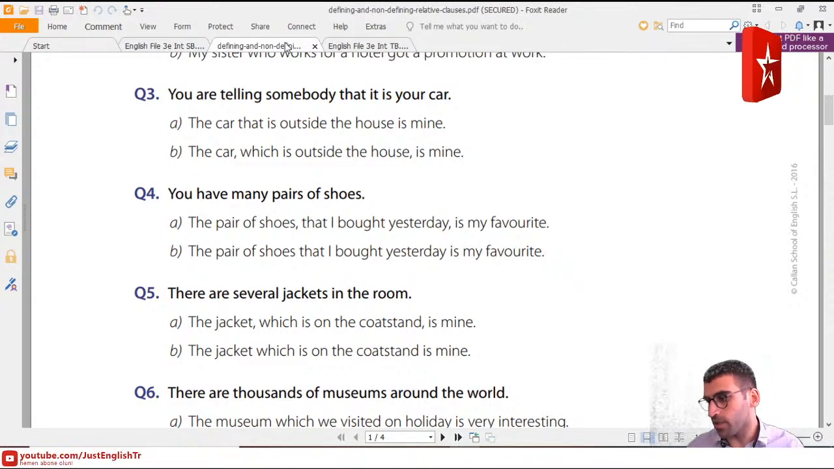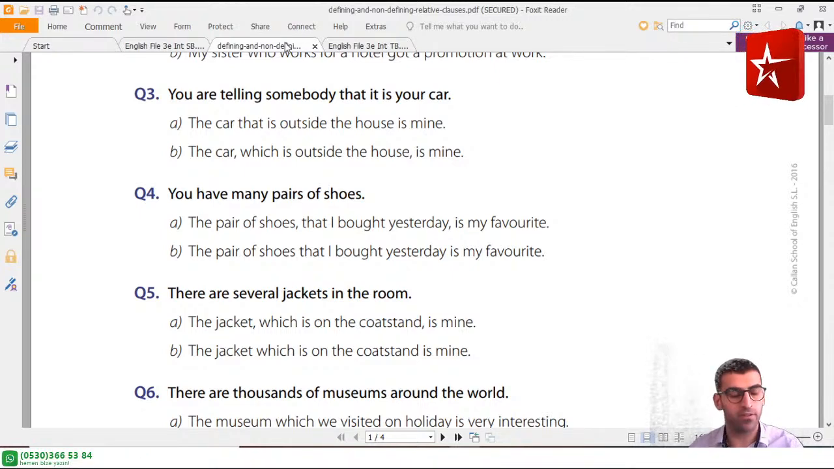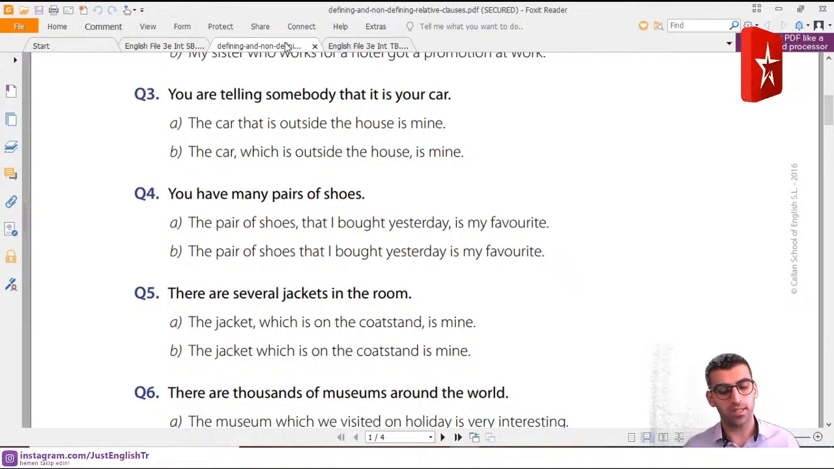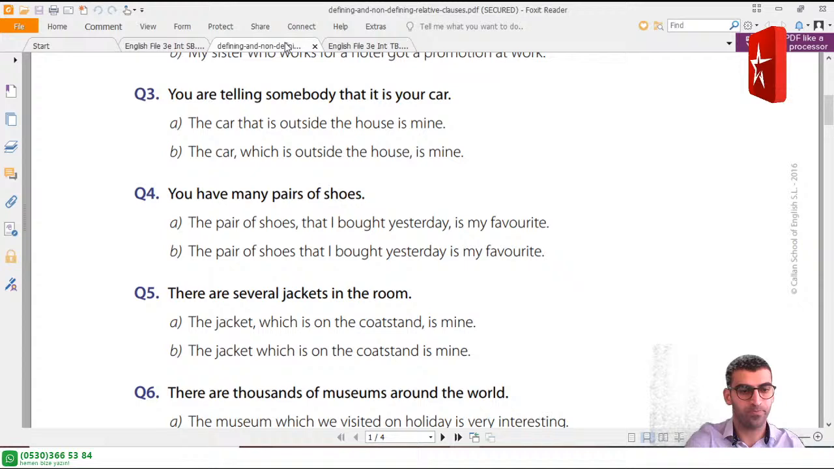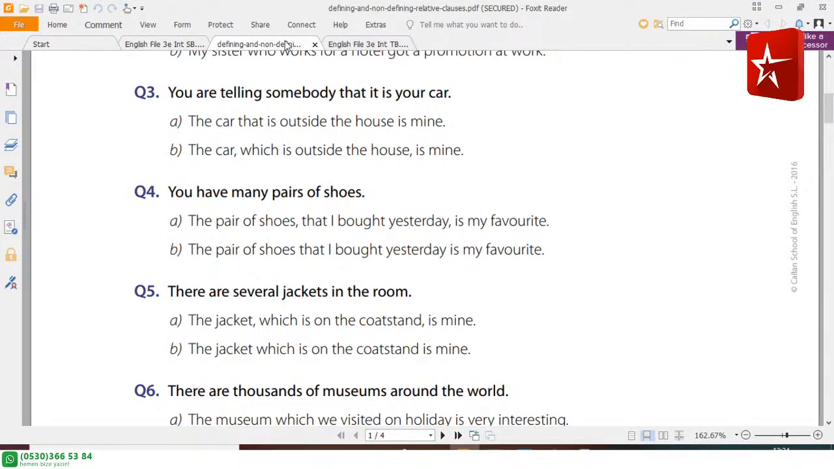Yes, number 4. Zeyda Bukasa says number 4 is B. The pair of shoes that I bought yesterday is my favorite, without comma. Okay, let's wait for other students' answers to this question. Then we will know the correct answer for number 4.